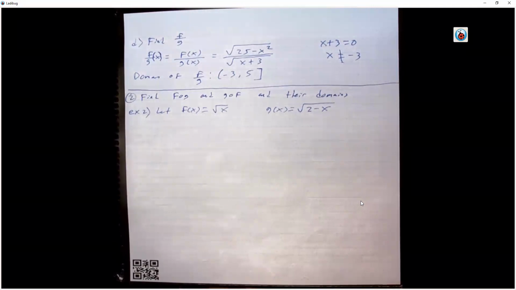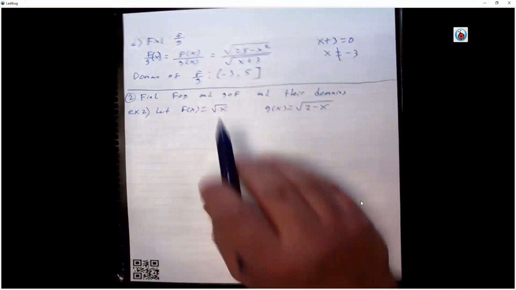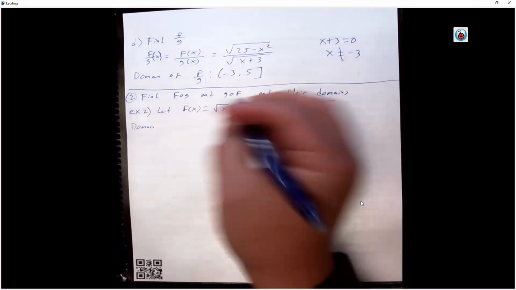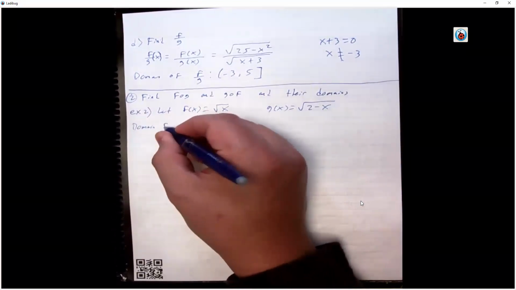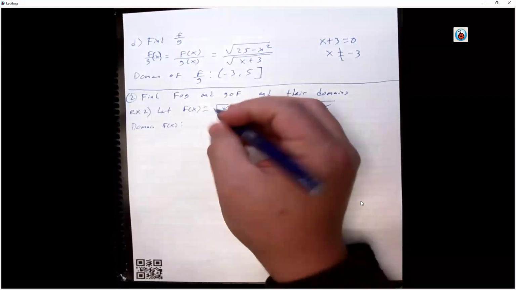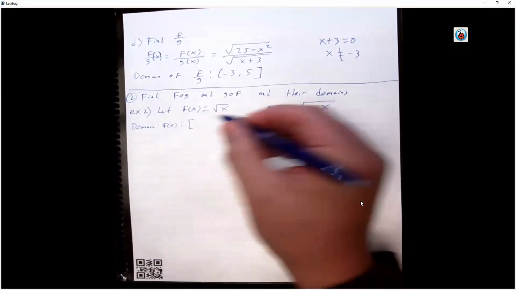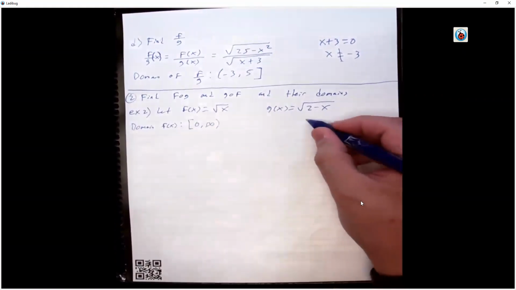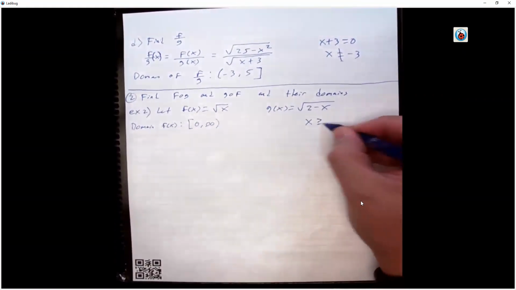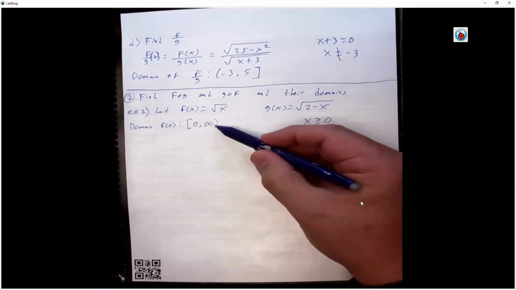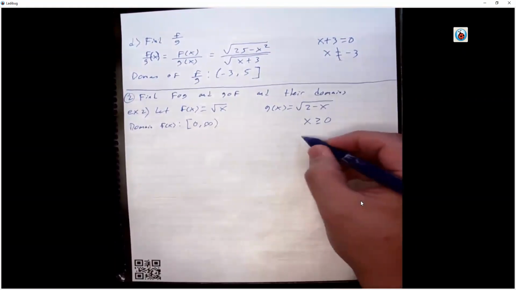So before you do compositions, we should find the domain just to be safe. What's the domain of f? Yeah, 0 is cool, and everything above, right? And if you want to know how you find it, the inside must be greater than or equal to 0, and that's all you can do. This determines this. Same thing for this guy.